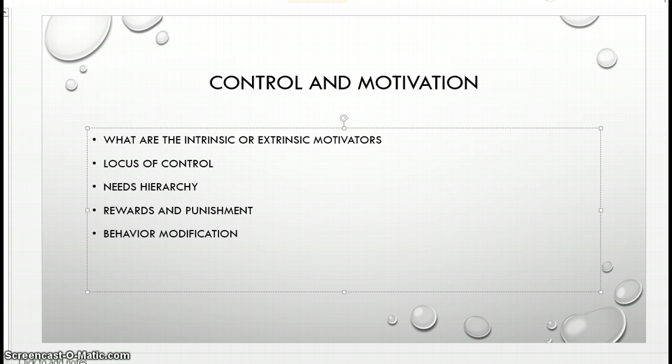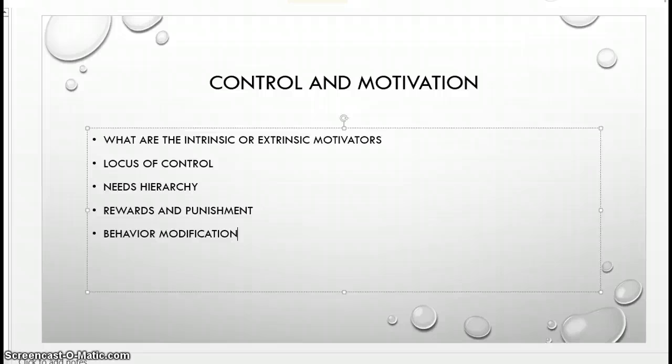The next characteristic of organizational design is control and motivation. And control and motivation, specifically, we talked about in chapter 4. Some of the concepts that we discuss in chapter 4 have to do with intrinsic or extrinsic motivation. We remember that intrinsic motivation comes from the beliefs and values of the actual employee, and the extrinsic motivators are things that the company does to motivate.